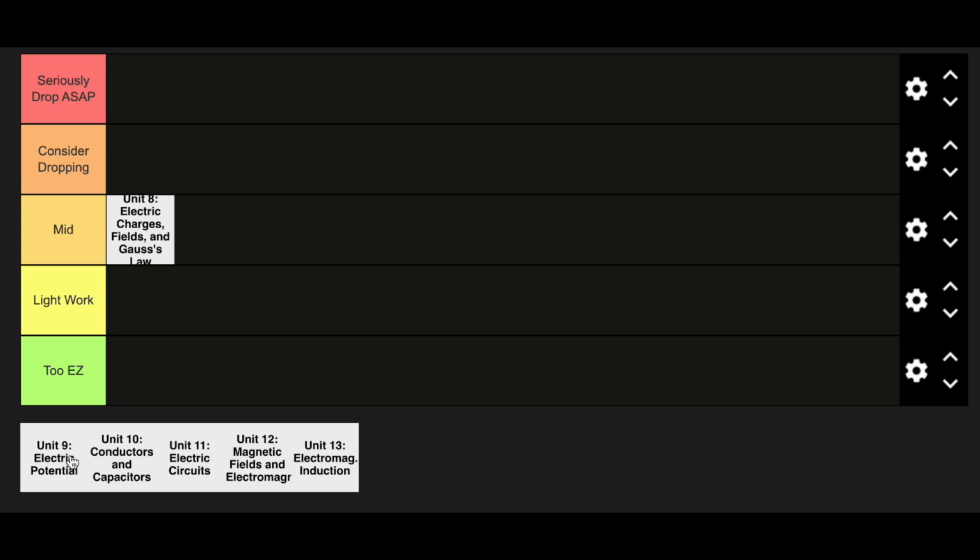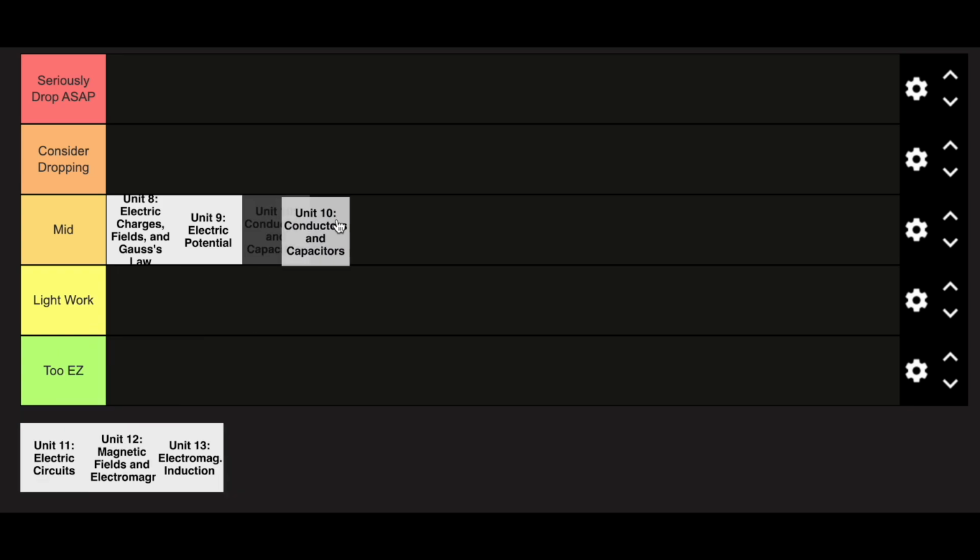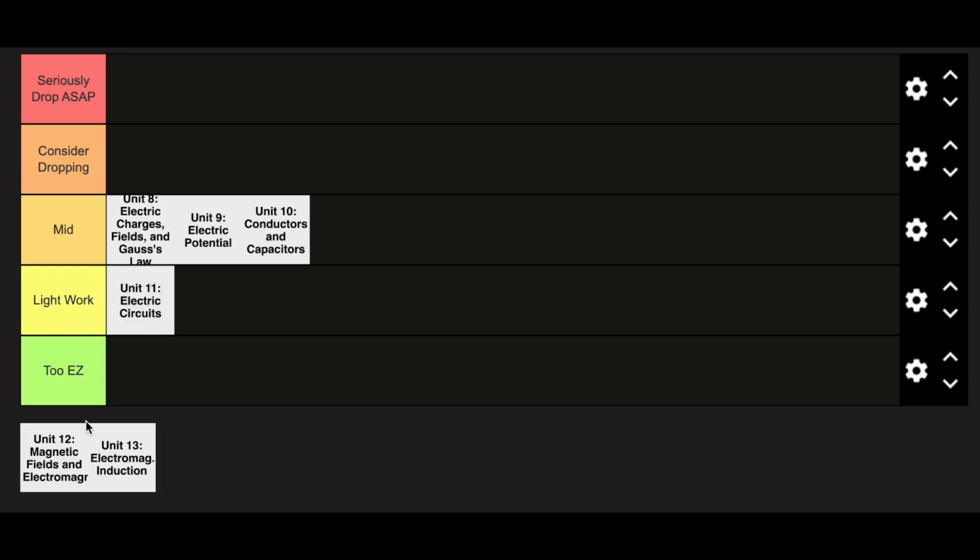Now, Unit 9, Electric Potential, is also in the mid category. And also, Unit 10, Conductors and Capacitors, are also in the mid category. However, Unit 11, Electric Circuits, I think is a little bit easier than Unit 10, and I'll put that in the light work category.